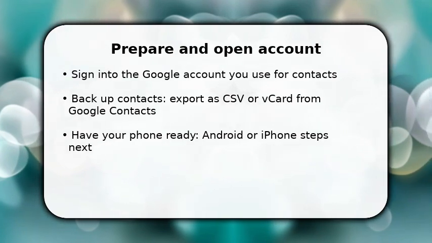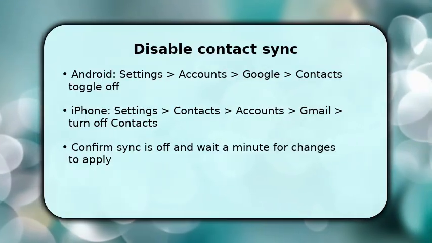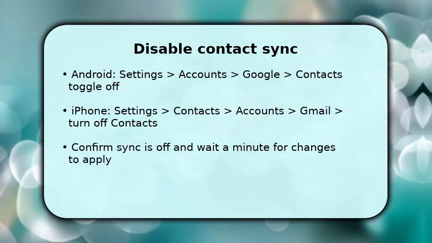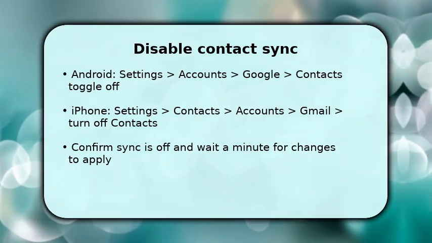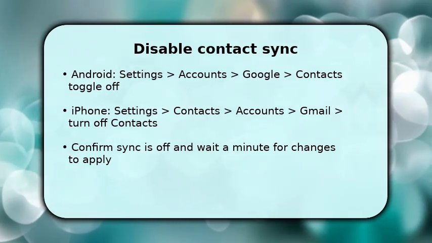Now you disable syncing. On Android, tap the Google account, find Contacts, and flip the toggle off. On iPhone, open the Gmail account under Accounts and switch off Contacts. You do this to stop two-way updates and to prevent Google from overriding local edits.